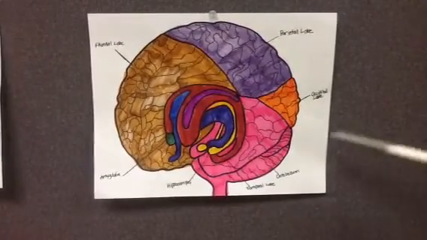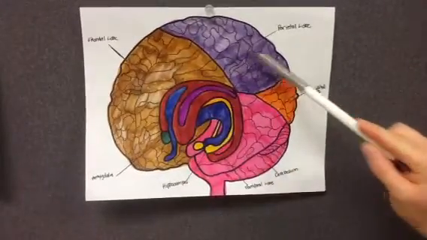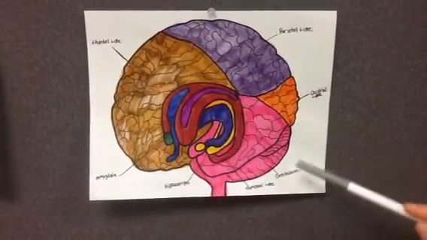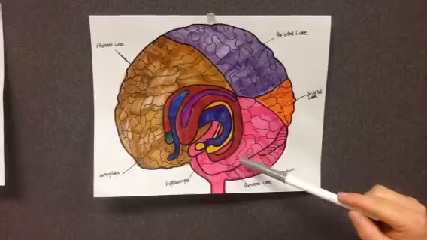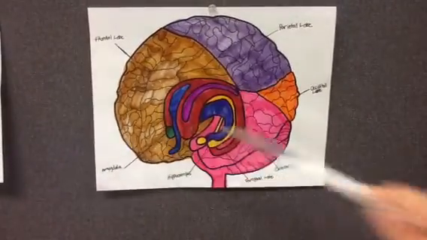So these are the 7 main parts of the brain: the frontal lobe, parietal lobe, occipital lobe, the cerebellum, temporal lobe, the hippocampus, and the amygdala.